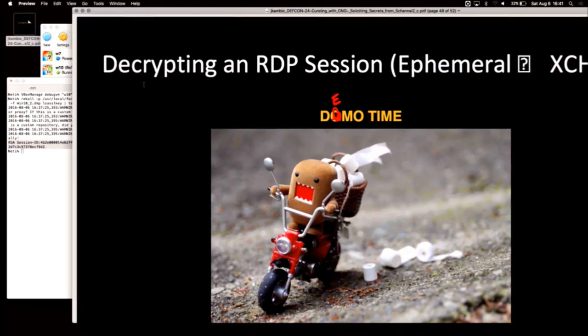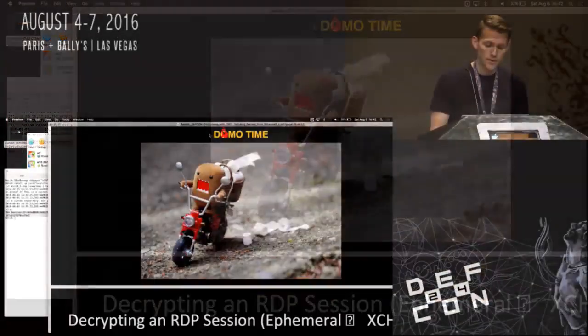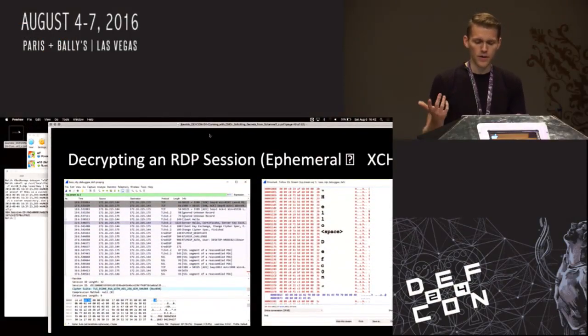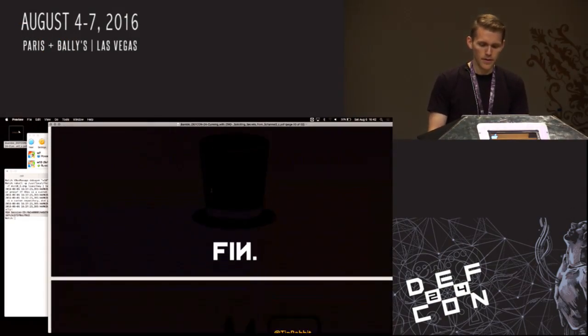Okay. So, yeah, anyway, you can also see it in Wireshark and just see the keystrokes going across. Which is what that is, and that's it.